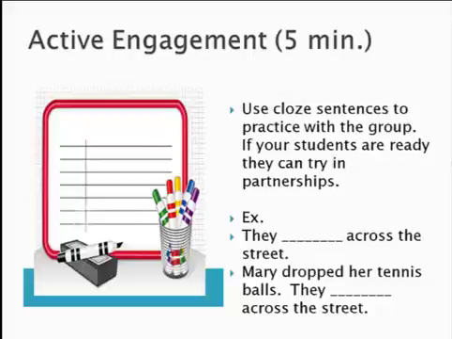This example I have given here shows a first sentence, "They blank across the street," in which many words could be placed in the blank and the sentence would make sense. However, the second example shows two sentences that are connected, which narrowly limits the word that can fill in the blank and still have it make sense. Mary dropped her tennis balls. They blank across the street.